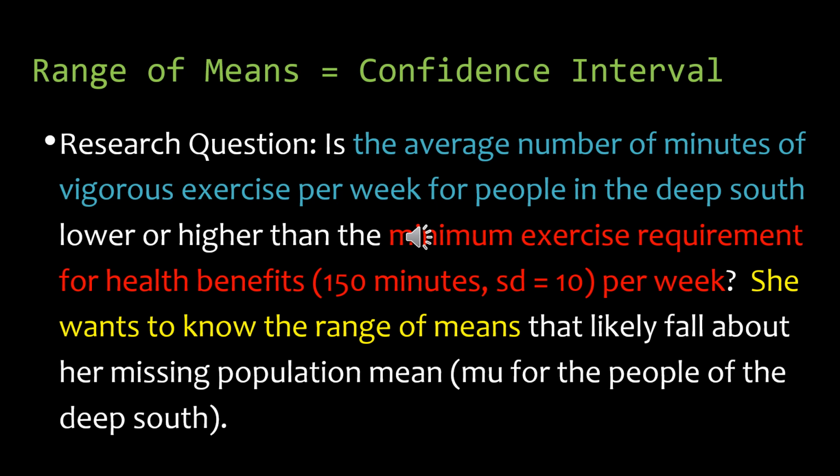We do know the minimum exercise requirement for health benefits and the standard deviation, and we can see that the researcher is asking for a range of means. A range statistic is requested, and the range statistic that we will learn about is the confidence interval. So we will need to learn about using confidence intervals to test this null hypothesis.